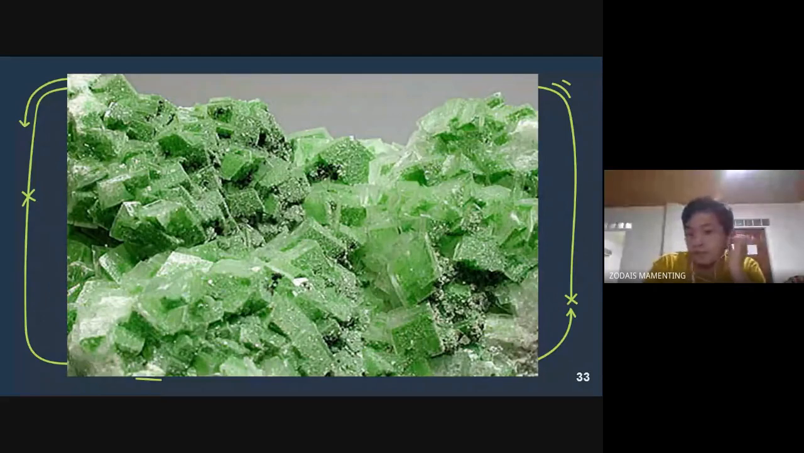Jade can refer to either of two different silicates. The mineral jade comes from the two different silicates, nephrite and jadeite.